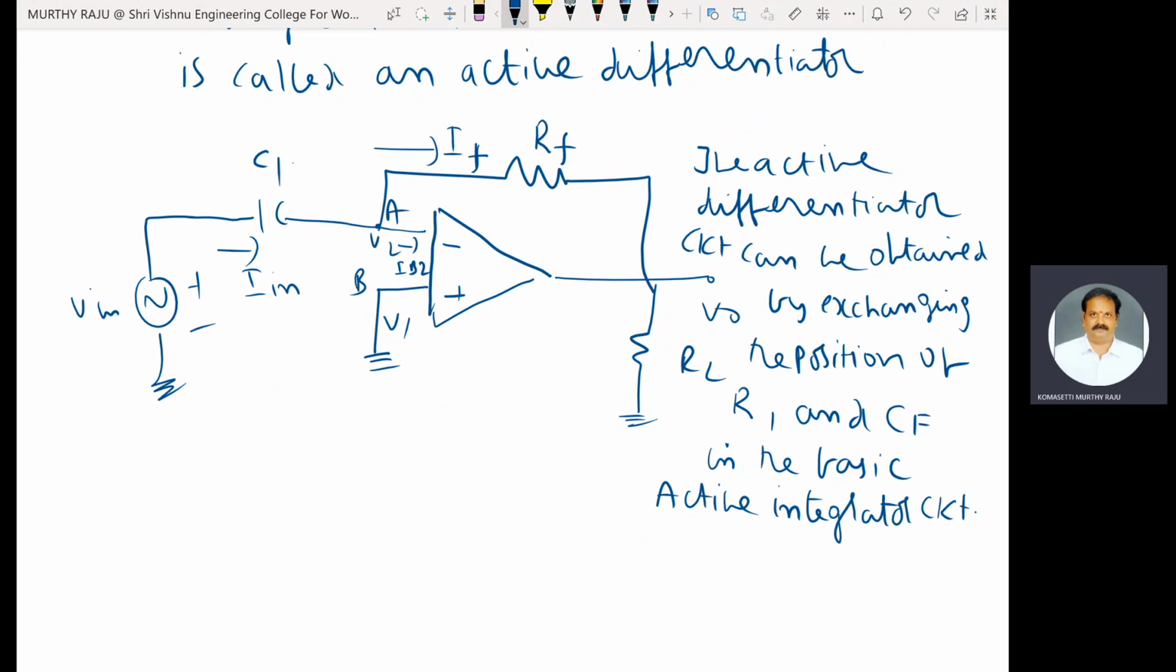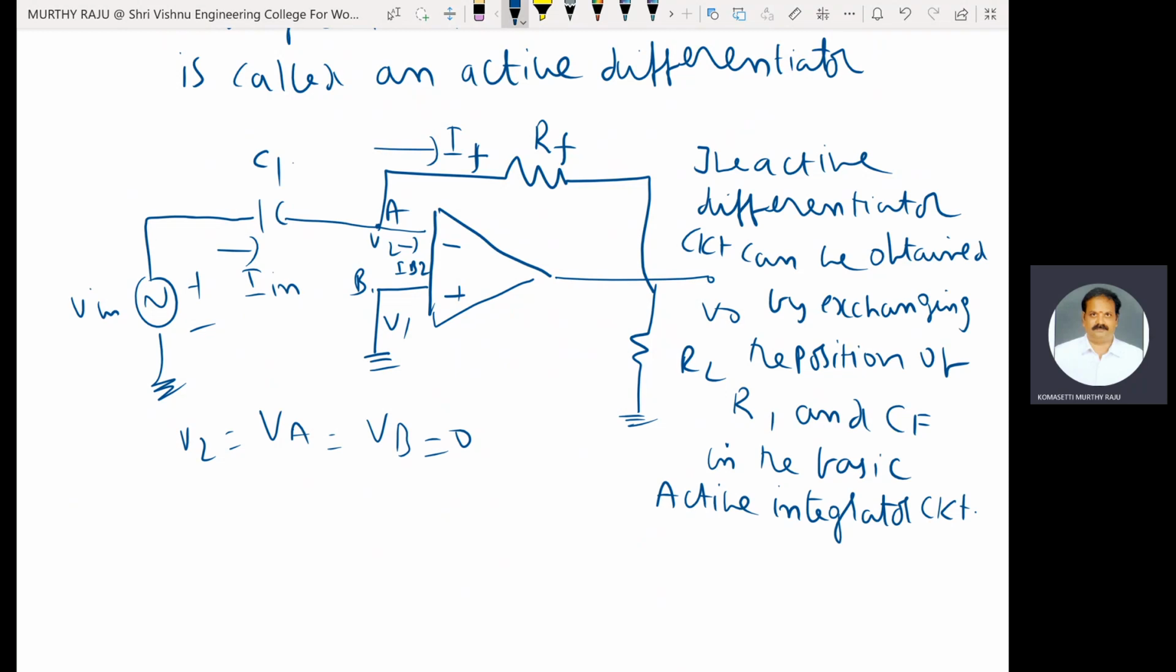Shown in figure. Here the node B is grounded. The node A is also at the ground potential. Hence VA is equal to VB is equal to 0. VA is nothing but V2, which is equal to 0. Hence B is grounded according to the virtual ground concept. And apply KCL at node A.